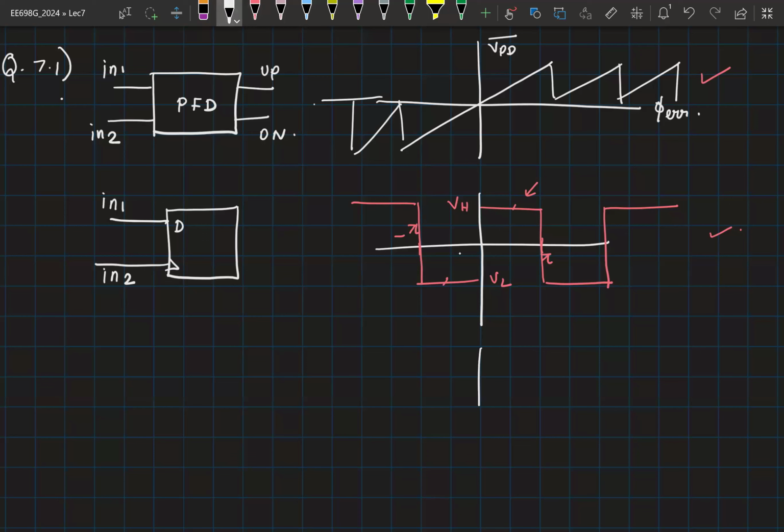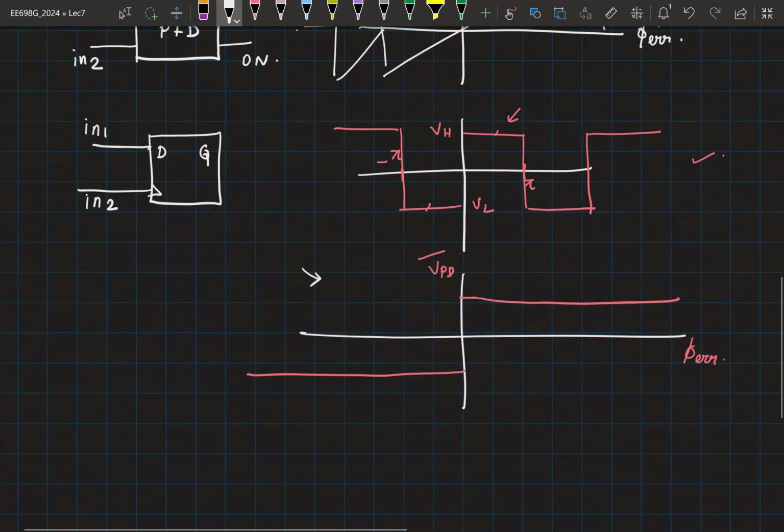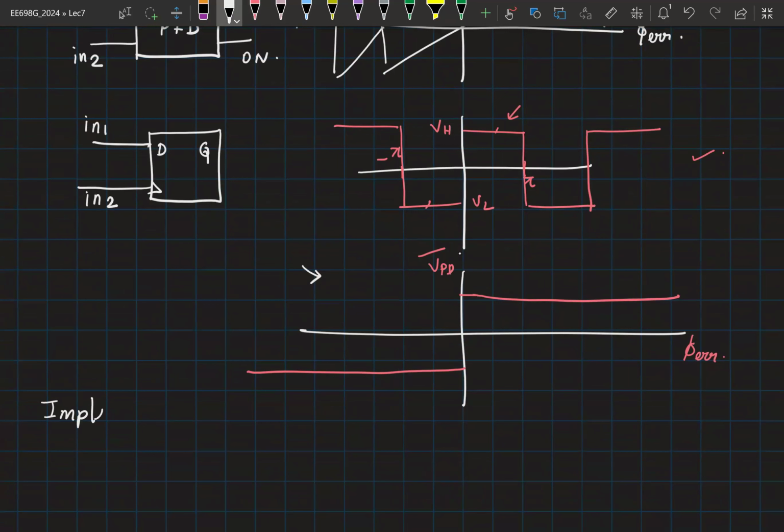What if I wanted a characteristic that looked like this? For all positive phase errors, it is a constant. And for all negative phase errors, it is a constant. Right? So the question to you is, can you utilize a PFD and a D flip-flop based PD and achieve this characteristic? So you can think about this as a homework.